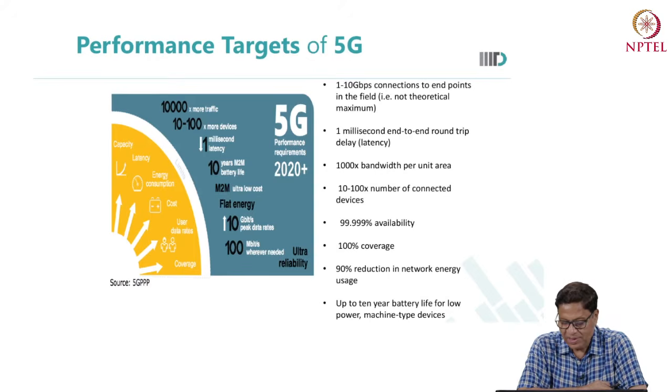You should be able to handle 10 to 100 times the number of connected devices using 5G systems. Availability is 5 nines, 99.999%, and it should give 100% coverage. As far as reduction in network energy usage is concerned, there should be a significant reduction of the order of 90%. And the battery life should be 10 years for low power machine type devices. So these are some of the aspirational goals of 5G, and we will see how optical wireless communication technology will fit in to meet some of these goals.